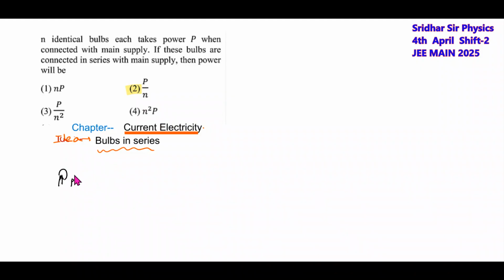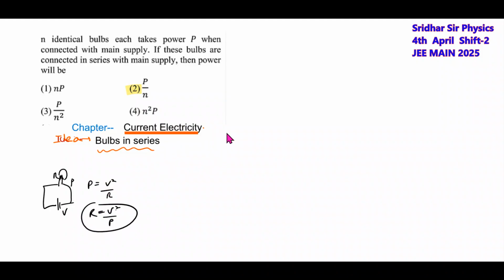Okay, this is connected across the main supply. It will have the voltage V. Then what is the resistance? Power equals V square by R, so the resistance R equals V square by P.